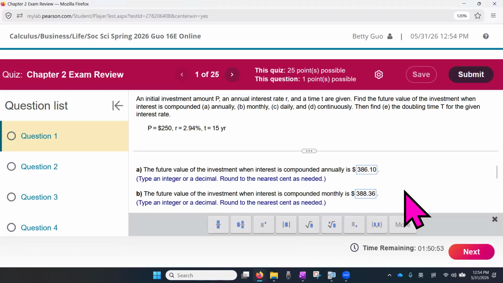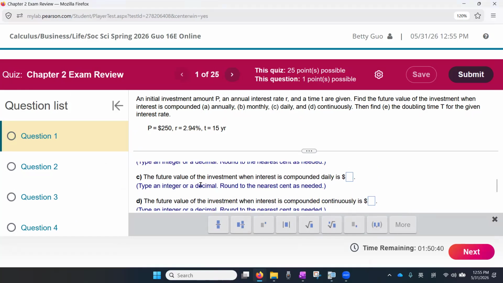Okay, that looks right now. It is higher than compounded annually, but not by a very significant amount. It's higher, but not a lot. That's part B.